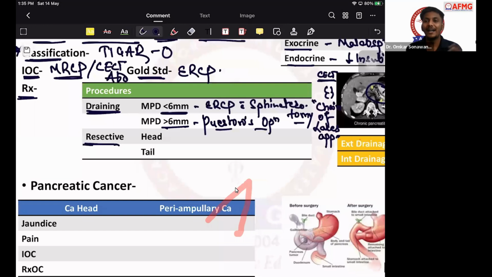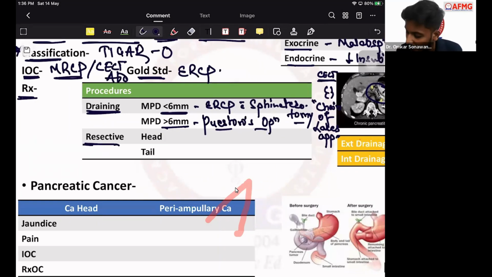So either you can perform an end-to-end pancreatico-jejunostomy, or a side-to-side or longitudinal pancreatico-jejunostomy. That is what is done in cases of modified Puestow's operation.